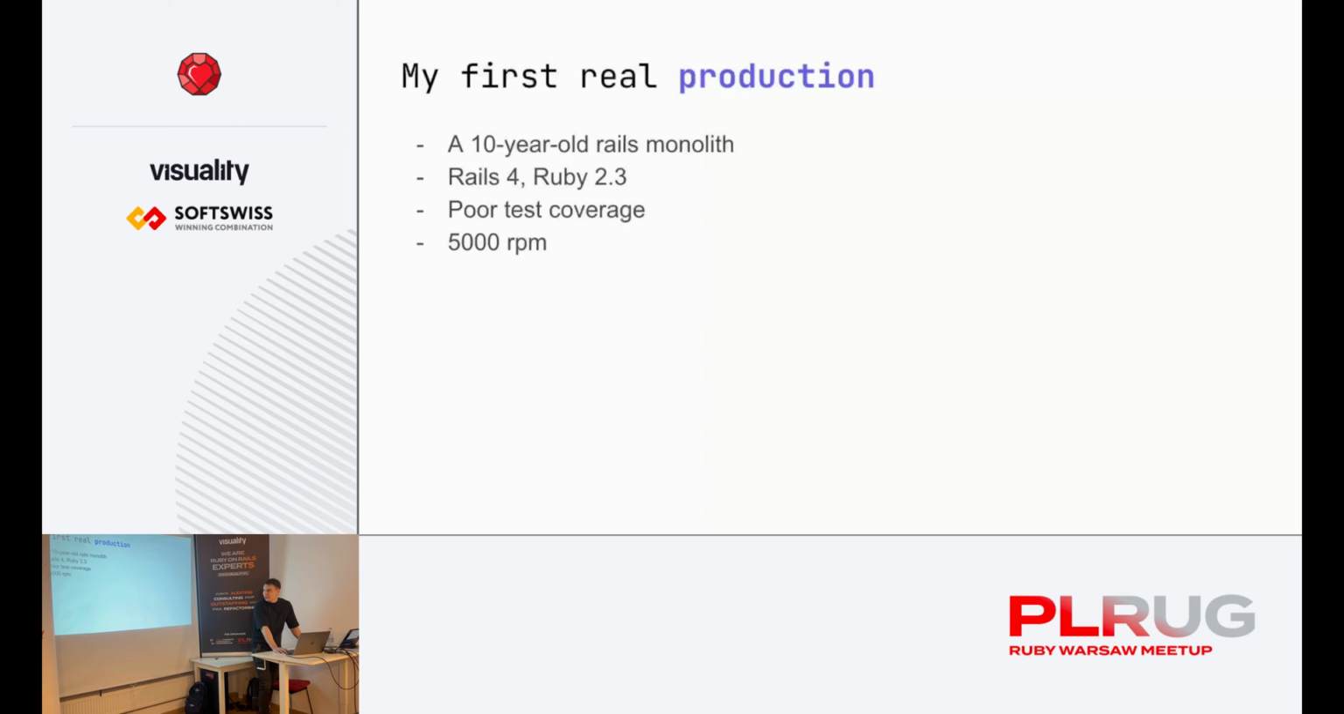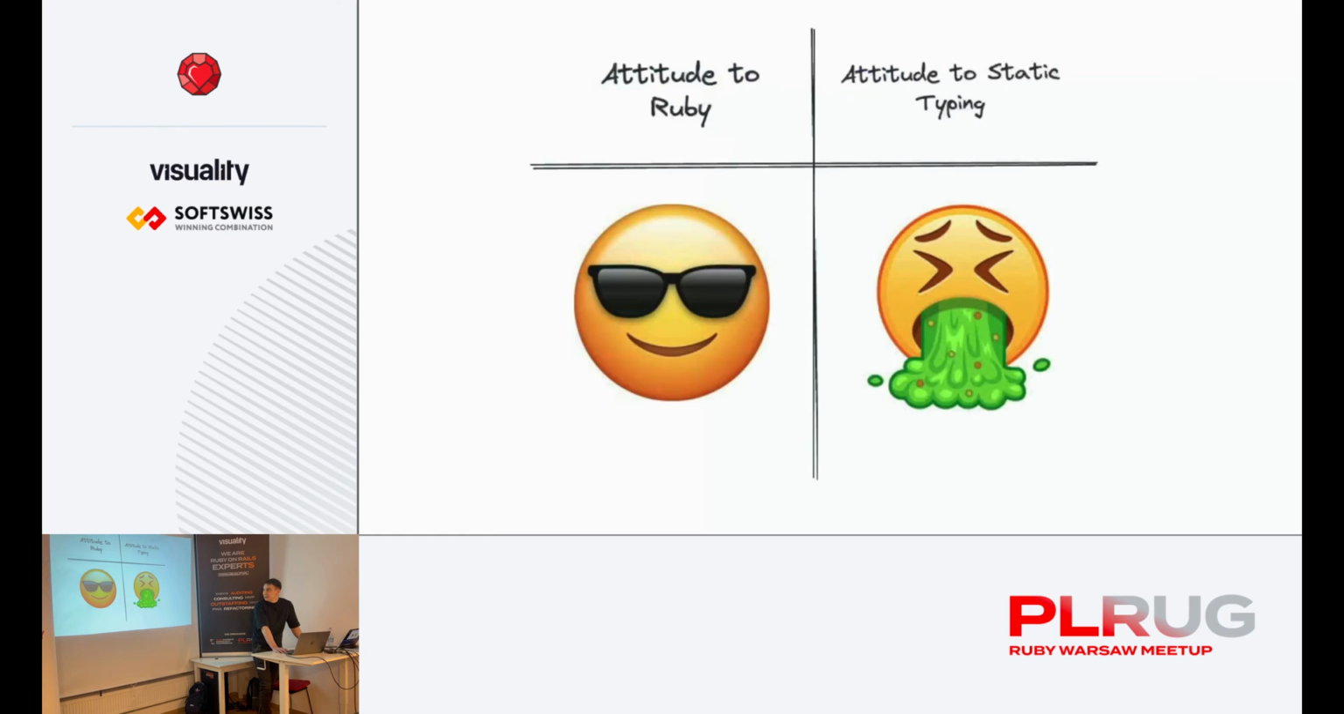It was a 10 year old Rails monolith. At the time, the latest version of Rails was 6, but in our project it was Rails 4. We used Ruby 2.3. We had almost no test coverage. The load was like 500 RPM, and for me at the time, it was something. I felt really eager to try and apply all the knowledge that I had. And that was me at the beginning.